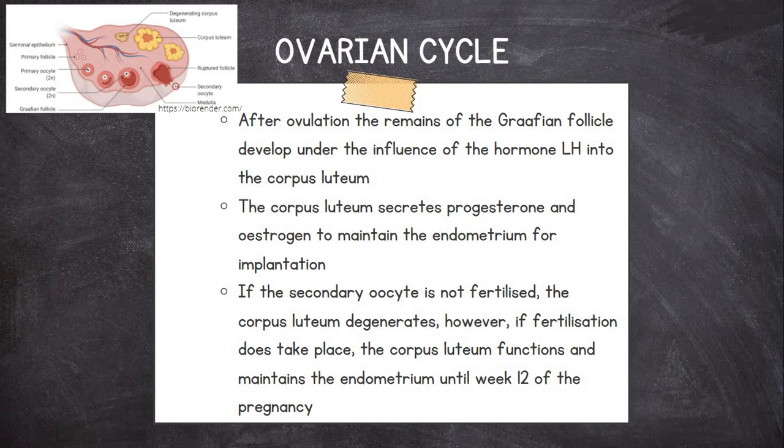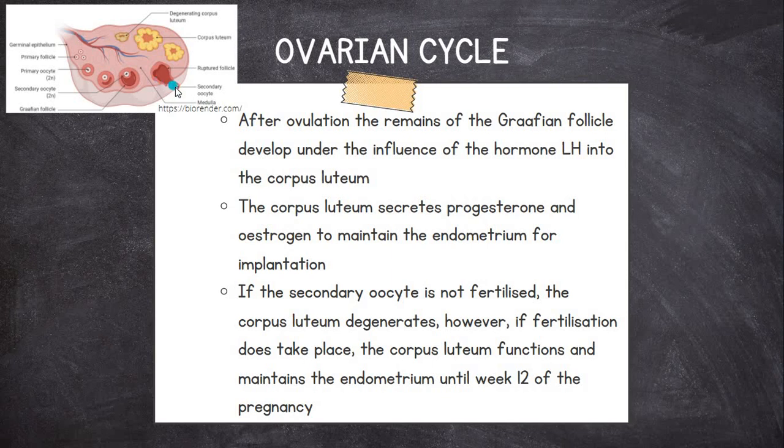After ovulation, the remains of the Graafian follicle develop under the influence of the hormone LH, so luteinizing hormone, into the corpus luteum. Okay, so that Graafian follicle still causes the hypophysis to secrete LH, which will then stimulate the formation of the corpus luteum. The corpus luteum secretes progesterone and estrogen to maintain the endometrium for implantation.